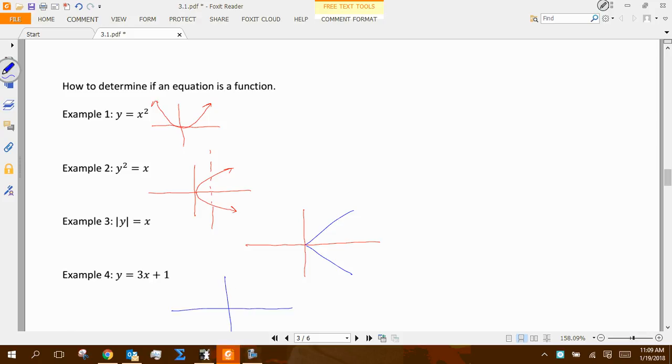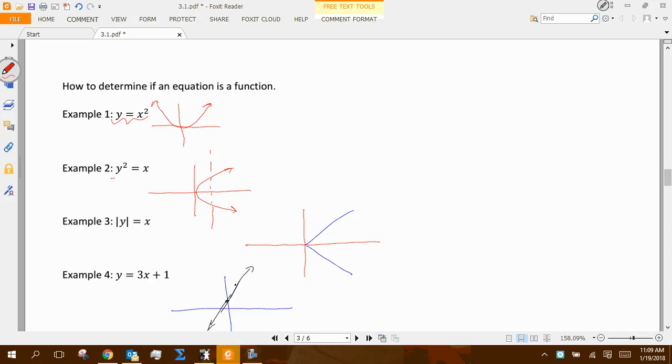That's 3x plus 1, which would be up 3 over 1. So it's a linear function, and that passes the vertical line test. Anything that is polynomial, and this is polynomial, is going to be a function. This passes the vertical line test because it tells me that y can only be one number when I solve this thing for y.